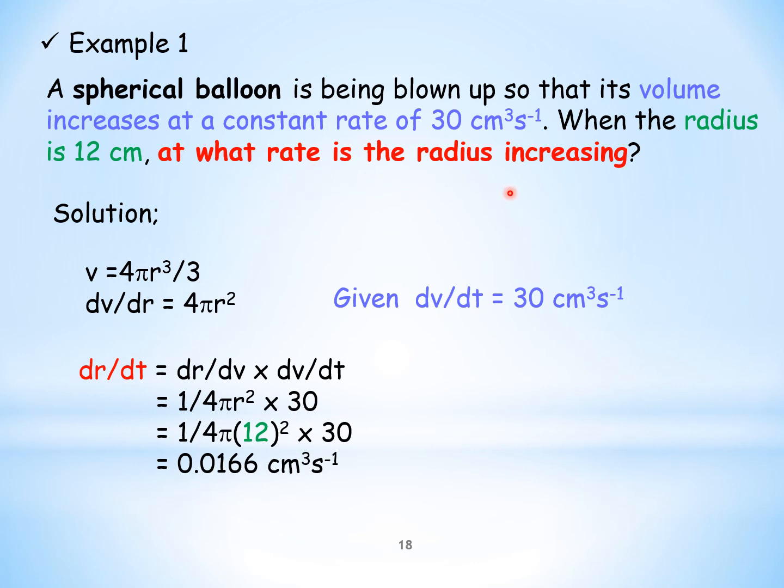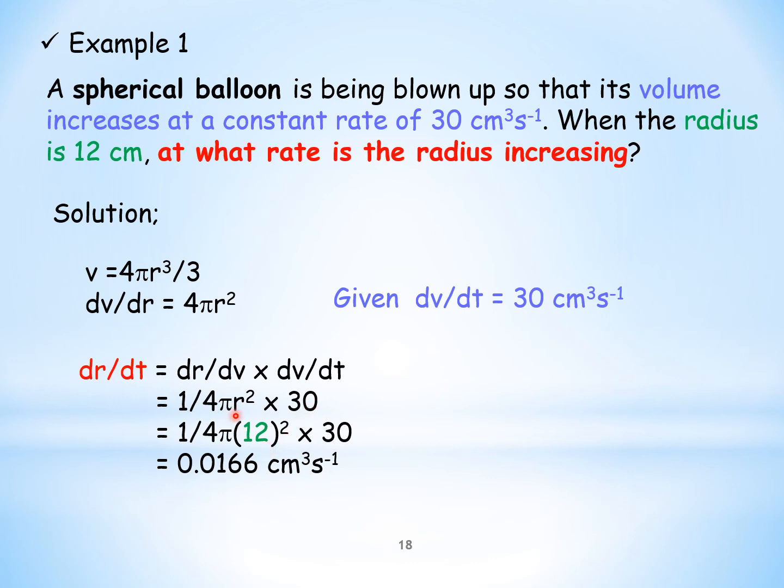The radius increasing, dr/dt. From the chain rule, you have dr/dV multiplied with dV/dt. So dr/dV, we already have dV/dr. So dr/dV means 1 over this thing. So dr/dV is 1 over 4πr². So dV/dt you already found, this one times 30.